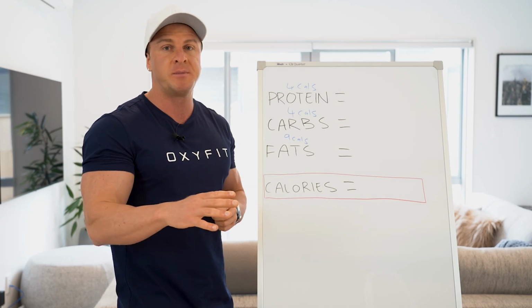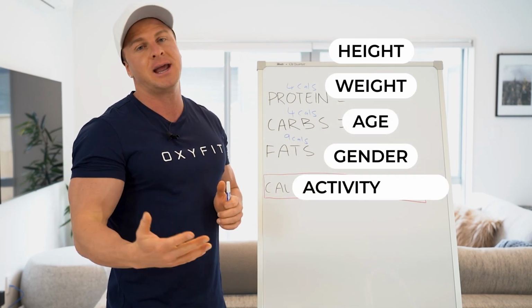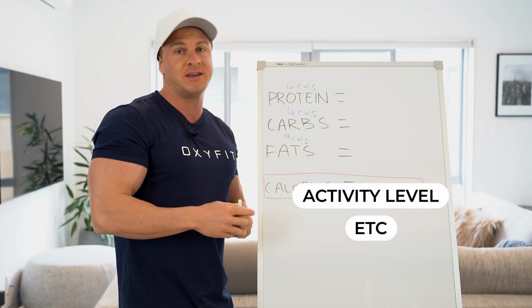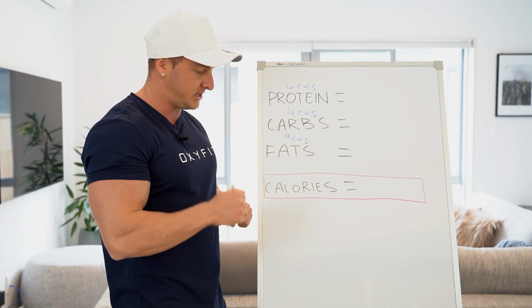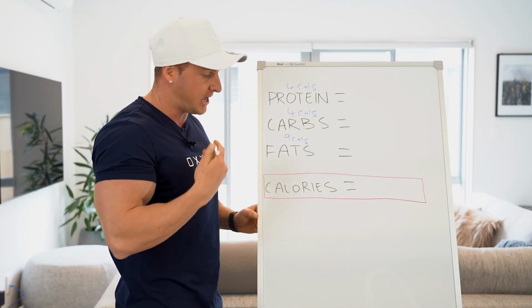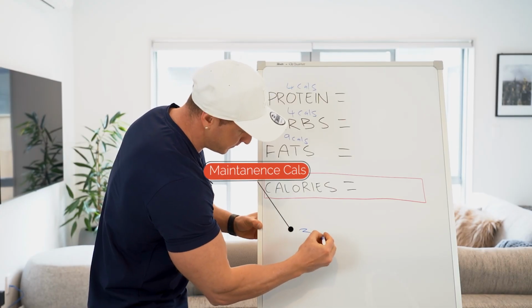You should find a website where you enter all the information: your height, weight, age, gender, and daily activity levels, and from that information it'll give you a rough estimation of your maintenance calories. So let's just say our maintenance calories, according to the stats we put in, was 3,000 calories.